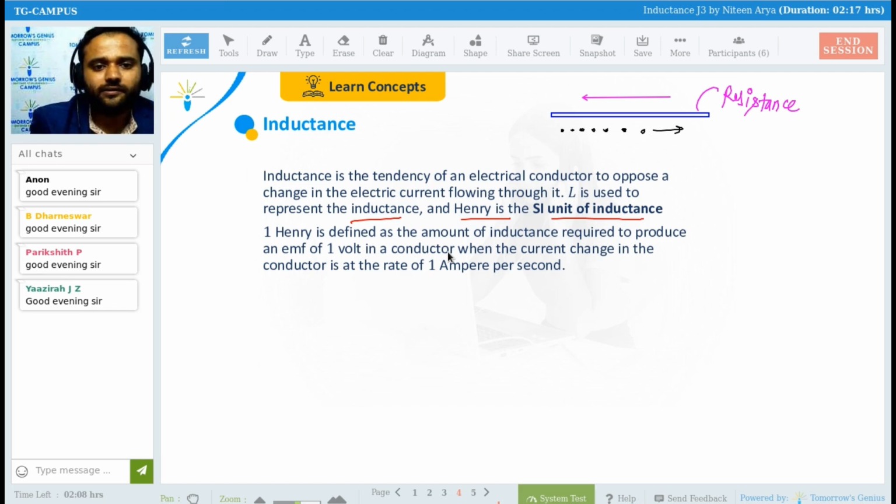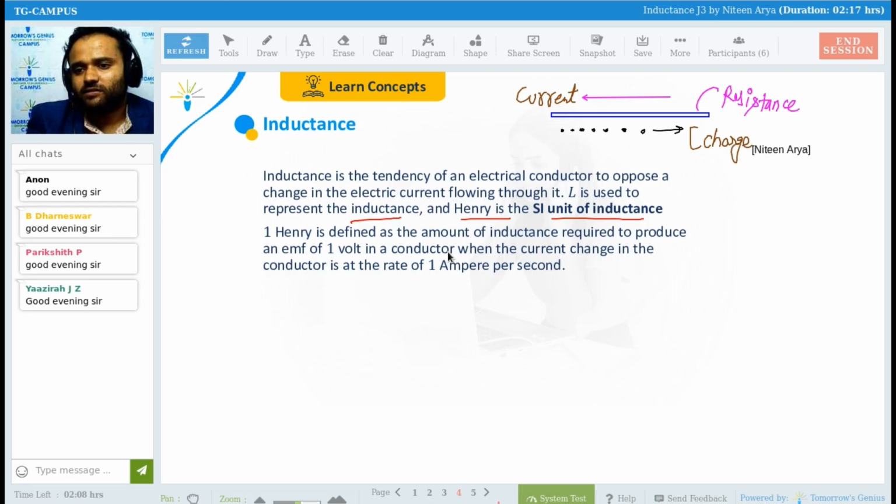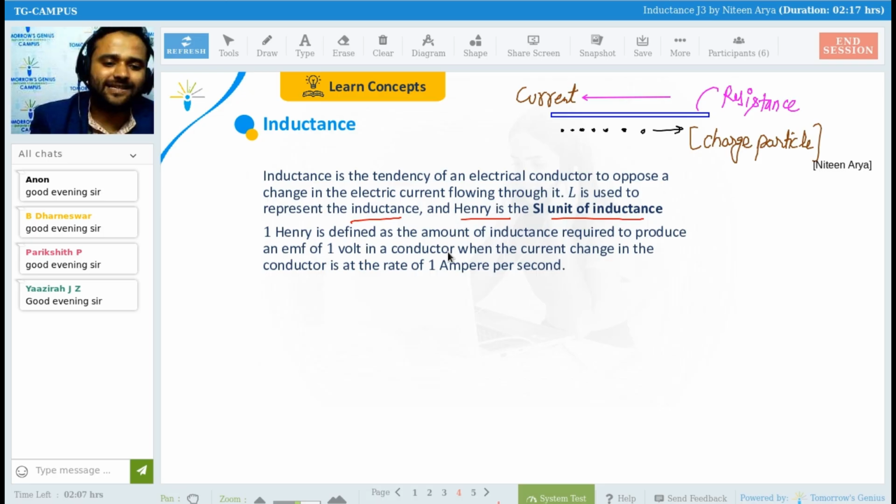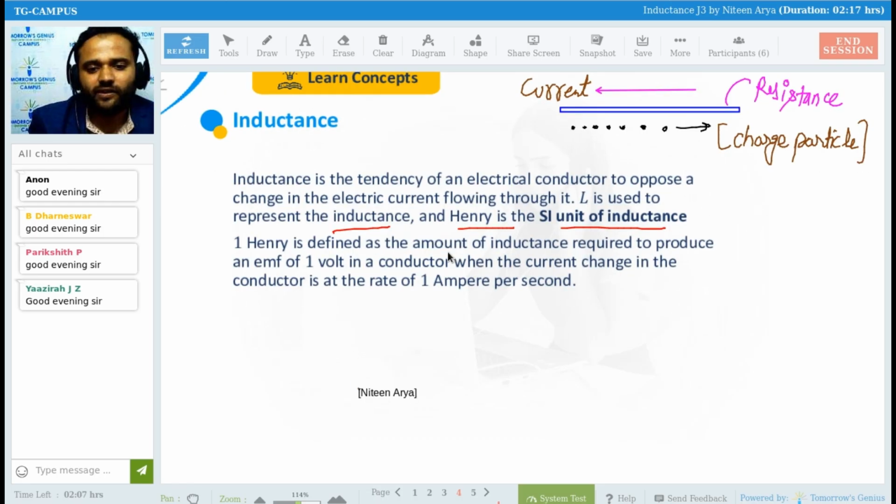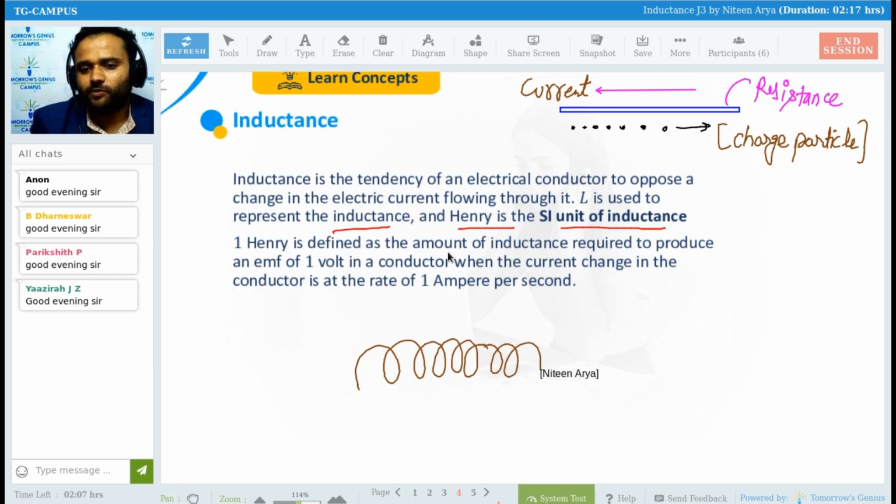This one is my current, and this one is my charged particle. This thing is known as resistance. In the same way, when we have this coil, attached to a galvanometer, what happens?